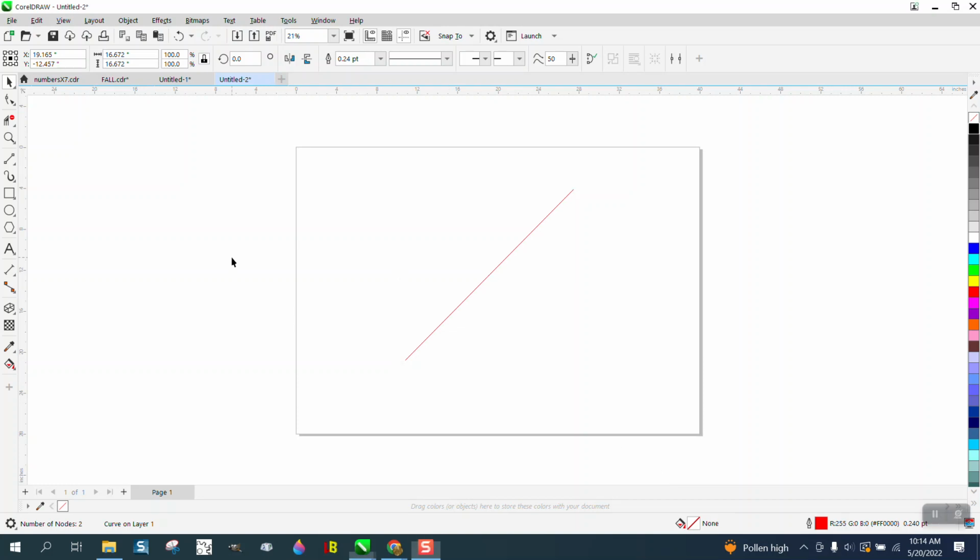Hi, it's me again with Corel Tips and Tricks, and somebody asked me a question about when they have a line at a particular angle, it doesn't matter what angle it is, it's difficult to find out the length of the line. Corel's telling you that is 19, but that's the bounding box.